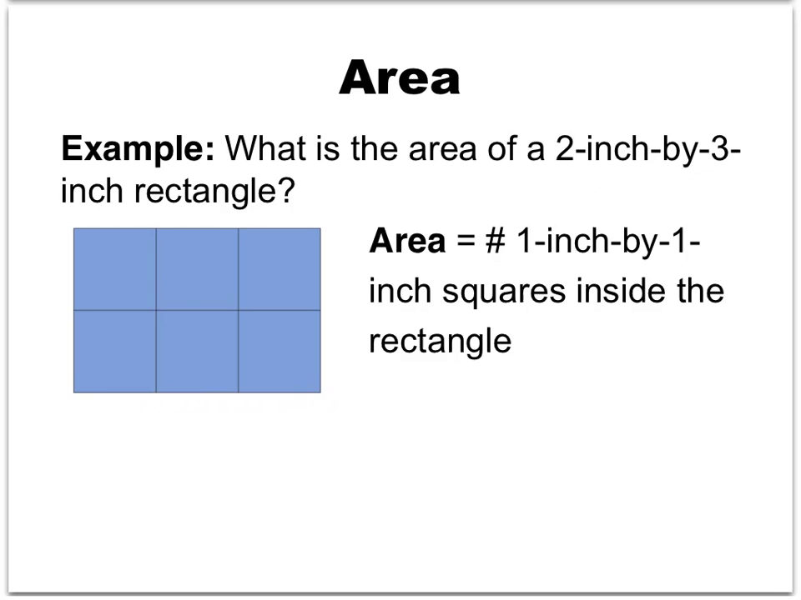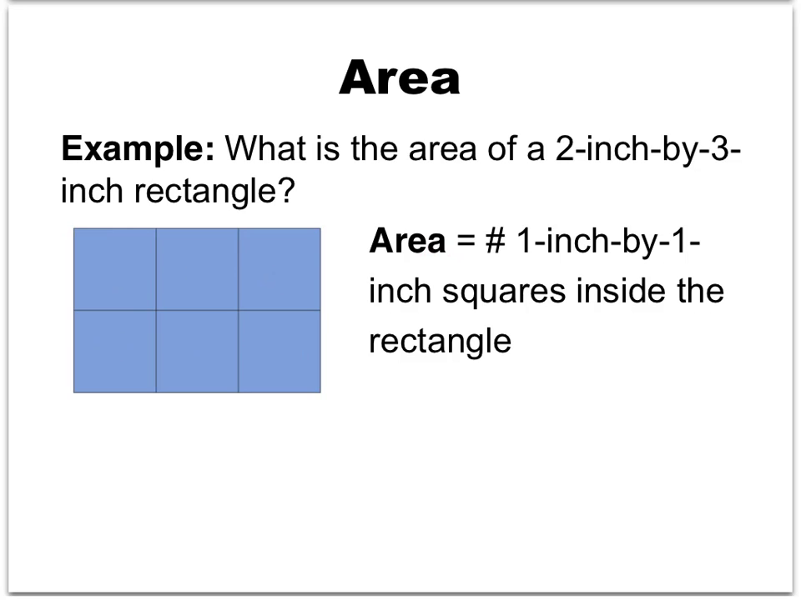Well, let's make this observation, or this really definition. The area of this rectangle is going to be the number of 1 inch by 1 inch squares inside of the rectangle. Okay? And so we can count the number of squares. Well, there's 1, 2, 3, 4, 5, 6. So the area is going to be 6.